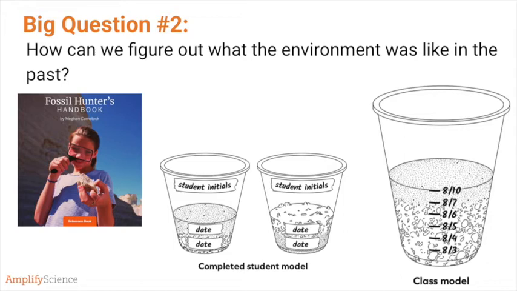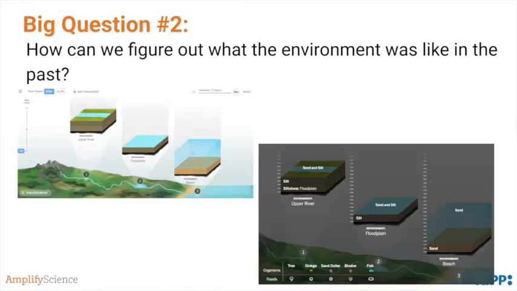Students then update their sedimentary rock layer to begin to understand how the older layers are at the bottom and new layers form on top over time. Students return to the simulation and look at examples of environments such as upper rivers, floodplains, beaches, shallow oceans, and deep oceans to better understand what types of organisms lived in those environments and what types of fossils they make.